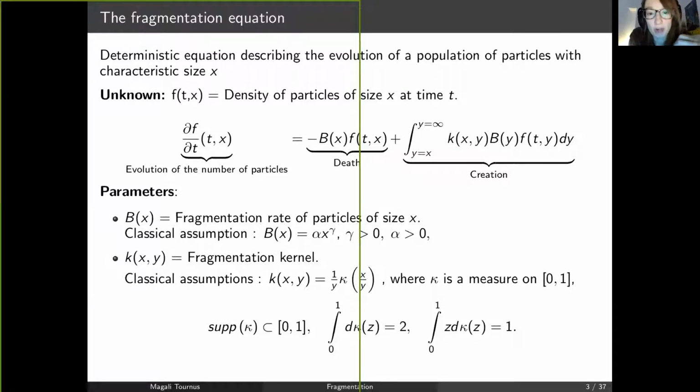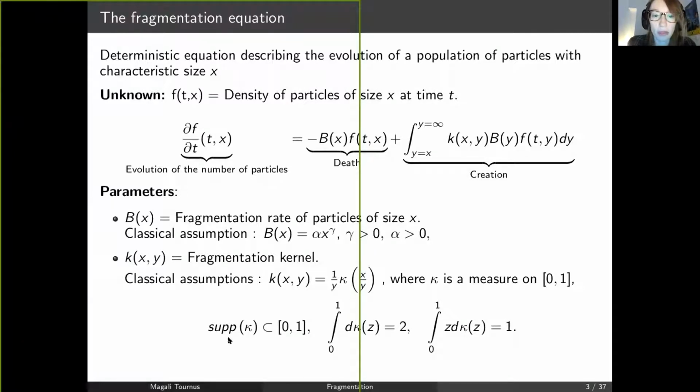By everything, I mean the total number of monomers is preserved. Some assumption about the fragmentation kernel, which is also classical. It's assumed to be a self-similar fragmentation kernel. Namely, it means that the probability of a particle of size y breaking at the locus x only depends on the ratio x over y. So for instance, if small particles are only breaking in the very middle, it means here that kappa is a delta function in 1/2, then large particles also will only break in the middle.